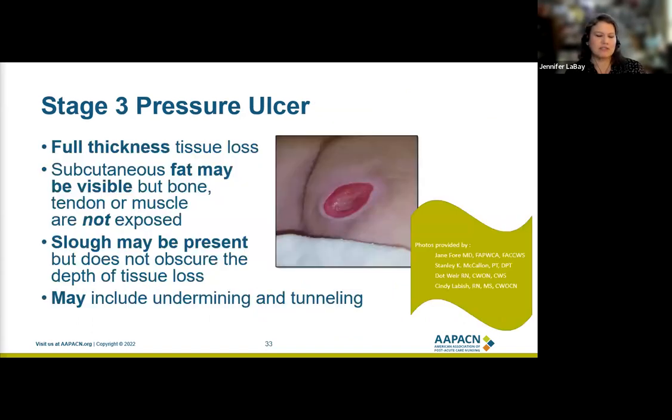Stage 3 pressure ulcer, this is a full thickness tissue loss. Subcutaneous fat may be visible, but bone, tendon, or muscle are not exposed. Slough may be present, but as long as you can see the deepest anatomical depth of that wound, you can still stage it. If the slough or eschar is covering the wound base, we cannot stage it. But if it's on the sides, you can see that deepest anatomical depth, the slough or eschar could be in that stage 3, most likely slough.